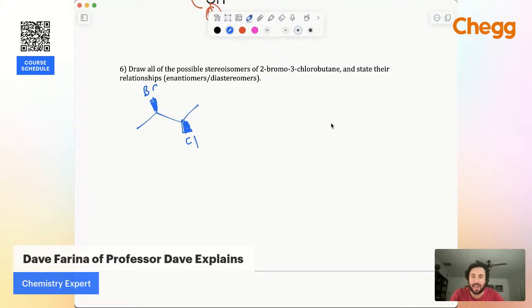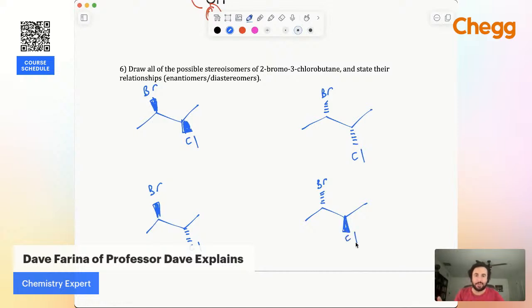So what else can we have, right? We've got them each on wedges. So what if they're both on dashes? Let's put them both on dashes. That would be another possibility. Now, what if we have one on a wedge and one on a dash? We can have that too. So let's have the bromo group on the wedge and the chloro group on the dash, and then let's get the other one. Let's put the bromo group on the dash and the chloro group on the wedge. Those are all the possible permutations of these 2 chiral centers.